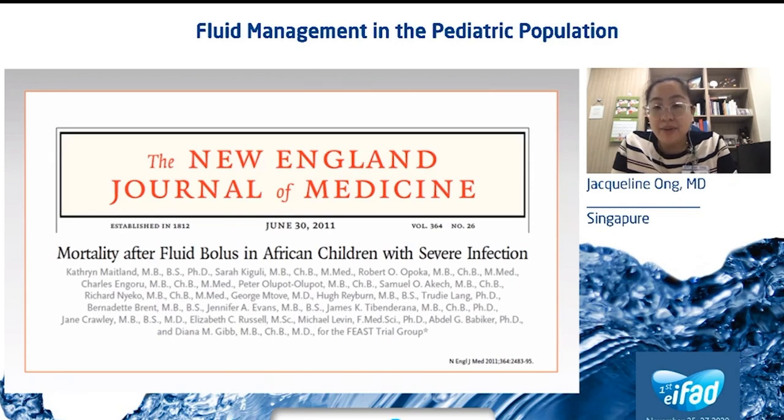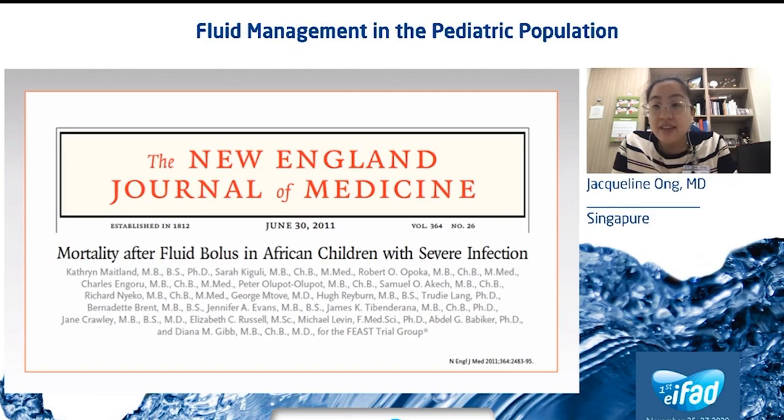In this paper, they looked at what was happening to African children with an acute febrile illness with impaired perfusion. This was done in a resource-limited setting. Dr. Maitland and her team did an incredible job in trying to conduct this randomized controlled trial across many centers, in settings where setting up a trial is not straightforward.